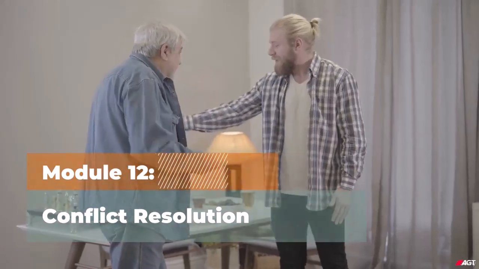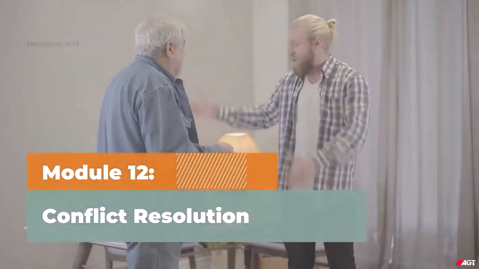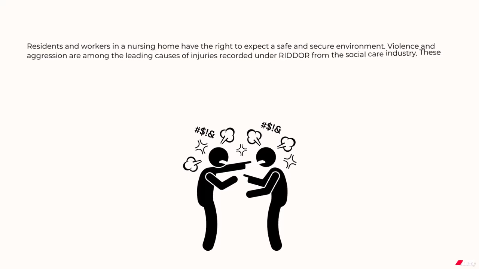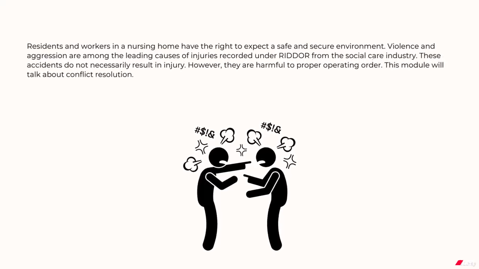Module 12. Conflict Resolution. Residents and workers in a nursing home have the right to expect a safe and secure environment. Violence and aggression are among the leading causes of injuries recorded under RIDDOR from the social care industry. These accidents do not necessarily result in injury. However, they are harmful to proper operating order. This module will talk about conflict resolution.